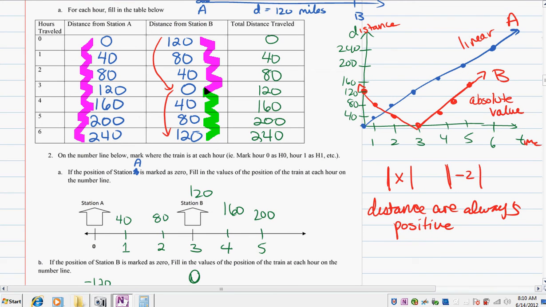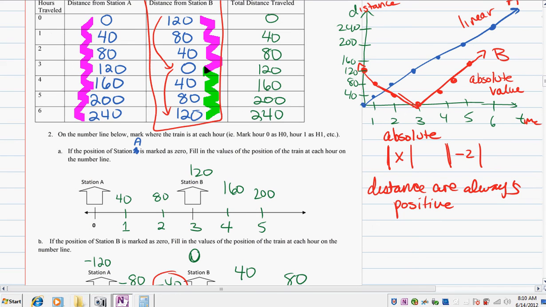And so absolute value is saying the distance away from a given point. So for example, the distance I am away from station B at any given time was represented by this column. And this absolute value function we're going to get into deeper, but the big idea you need to understand from this problem is that distances are always positive and can be represented by absolute value. And in fact, for this function, I could say that the distance is equal to the absolute value of the time minus 3.